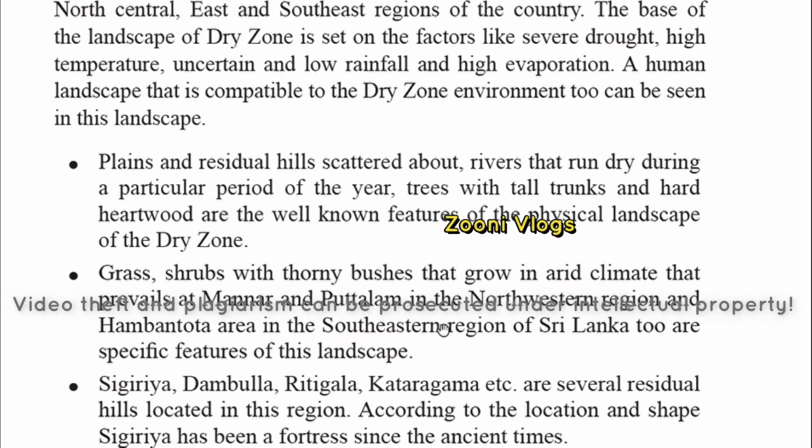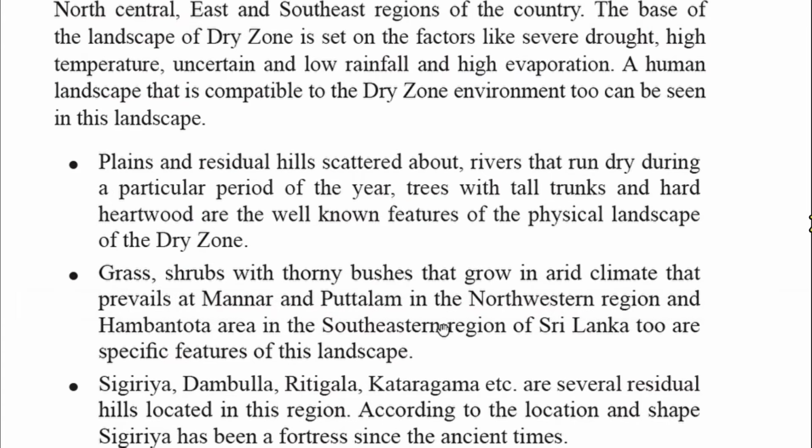Grass, shrubs with thorny bushes, just like pathok. So grass and shrubs that grow in the arid climate that prevails at Mannar and Puttalam in the northwestern region and the Hambantota area in the southeastern region of Sri Lanka too are specific features of this landscape. That means each and every place differs from the other, as I told you already. And there we can see the trees, and it shows varied features in each and every area.